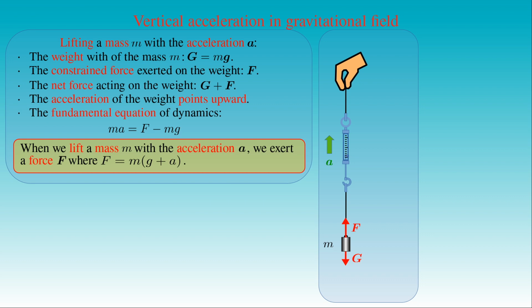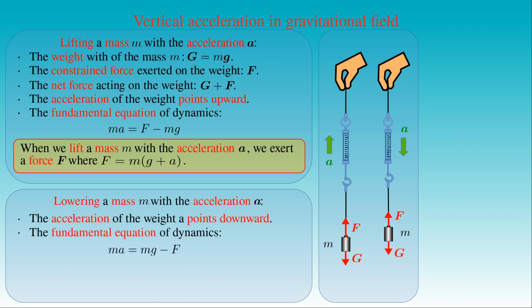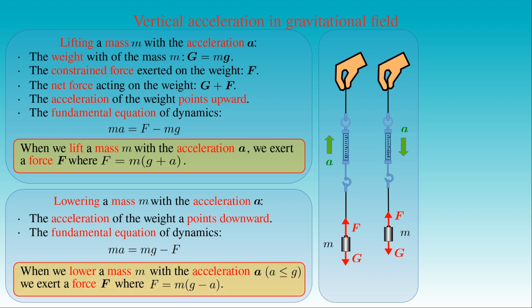In the second case, we study the lowering of the mass m with the acceleration a. Since the directions of the force F and the weight acting on the body are the same as in the first case and the weight is accelerating downward, the acceleration a and the force F point in opposite directions. As a result, the fundamental equation of dynamics states that the mass m times the magnitude of the acceleration a is equal to the mass m times the magnitude of the gravitational acceleration g, minus the magnitude of the force F exerted on the body. Then the magnitude of the force F is given by the mass m times the difference between the magnitudes of the gravitational acceleration g and the acceleration a of the body. That is, we exert a force on the body which is smaller than the gravitational force acting on the body.